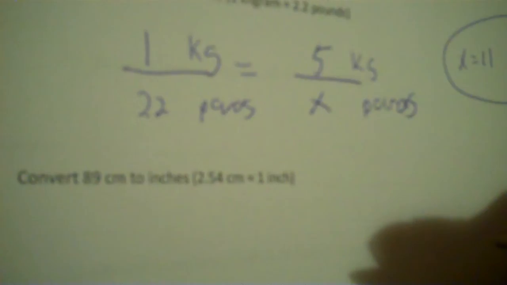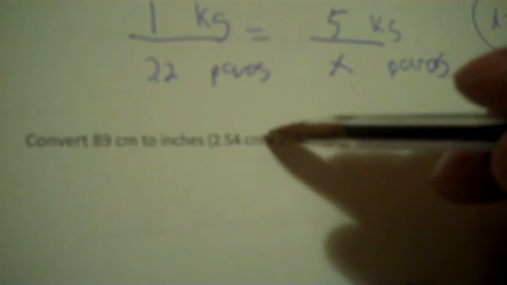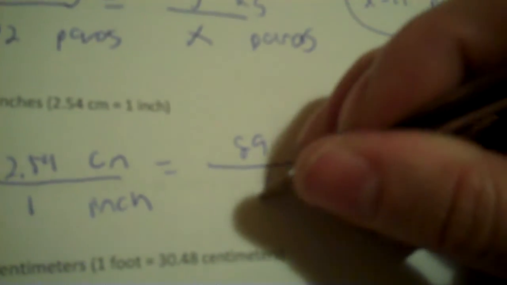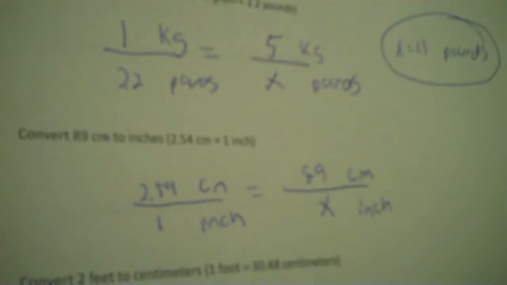Okay, convert 89 centimeters to inches. There are 2.54 centimeters to 1 inch. Okay, we have 89 centimeters. That's the given amount. And I got to figure out how many inches we have. So I take 1 times 89, again, because we have 2.54 to x, 1 to 89. So I'm going to take 1 times 89, the two values I know, and then divide by 2.54.